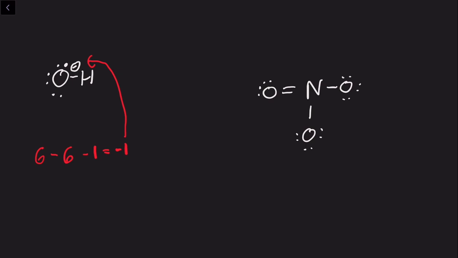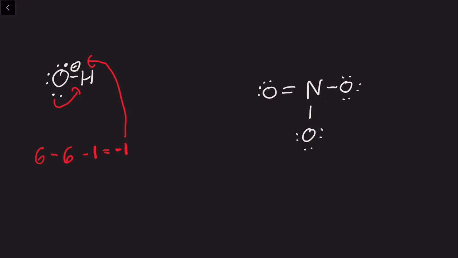Because there might be a more stable structure that we just haven't written yet. So if you get a charge that's not 0, you're going to want to look for resonance. Now here, the only thing we could have done is move a lone pair to form a double bond, but hydrogen can't form a double bond, so this is the only structure that we can write.